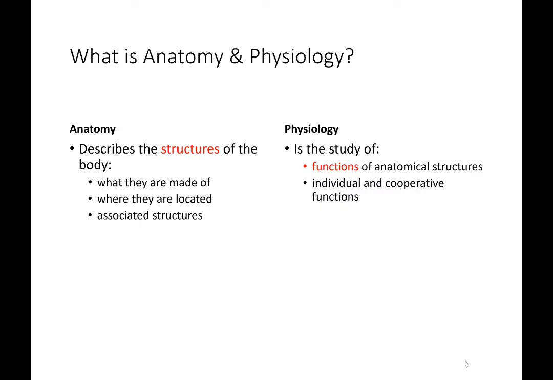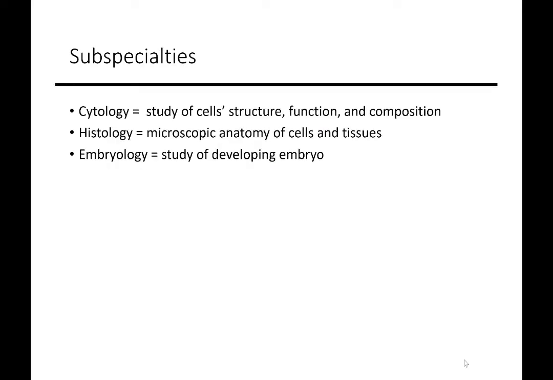Anatomy is really about the structure, where physiology is more how that works. Some of the subspecialties we need to be aware of are cytology. Cyte means cells. Histology, we're going to spend a lot more time learning about histology. A significant part of histology is in the next chapter, which will be tissues. Embryology. So these are just some examples of subspecialties within the anatomy physiology field. There are certainly more than these.